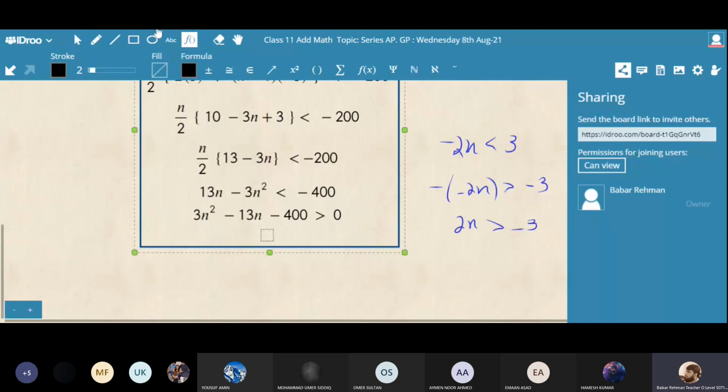I'm giving you 2 minutes. Azan is also going on, so I will discuss after Azan. Use your calculator to find the value of n. Hurry up. You can use the quadratic formula.